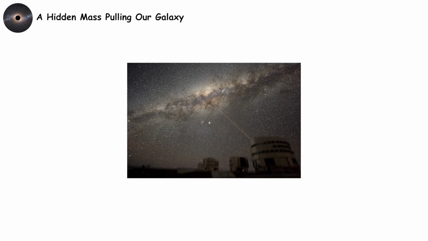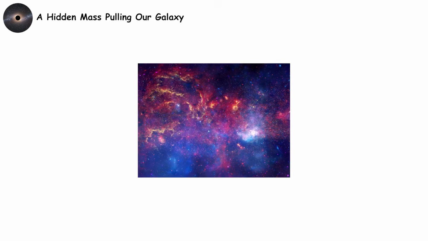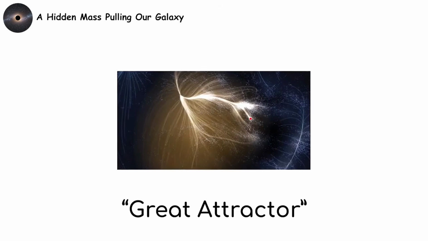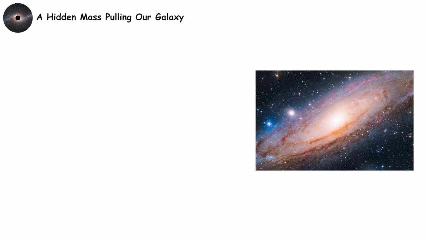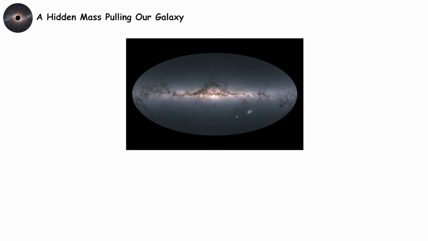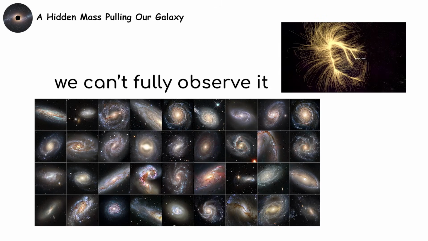Our galaxy isn't just sitting still in space. It's moving at over 600 kilometers per second toward a region we can barely see. This region is called the Great Attractor, and it lies about 250 million light years away, hidden behind the dense plane of the Milky Way in what astronomers call the zone of avoidance. All that gas and dust blocks our view in visible light, which gives the Great Attractor an almost ominous quality. It's a massive gravitational anchor pulling on thousands of galaxies, and we can't fully observe it.